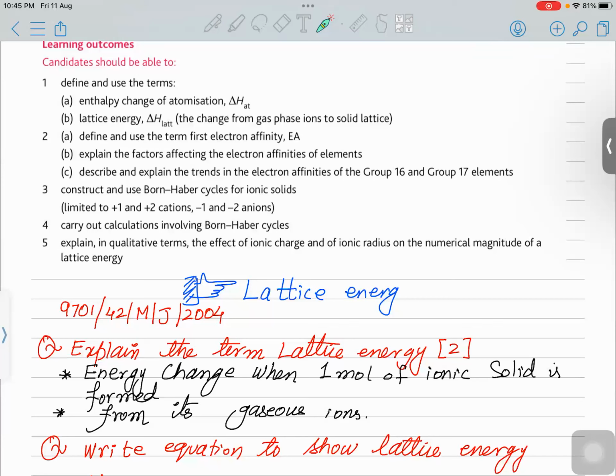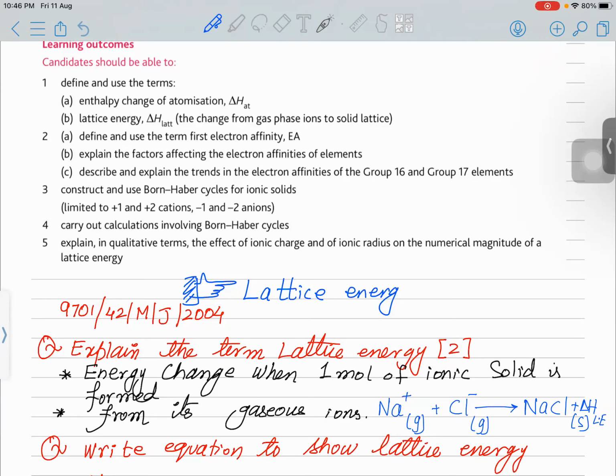Lattice energy is, let's suppose you have sodium positive ion in the gaseous state. Here you have chloride ion in gaseous state. When these two gaseous cation and anion combine, ionic solid is formed, and energy is released. This energy is called lattice energy. Are you getting my point?